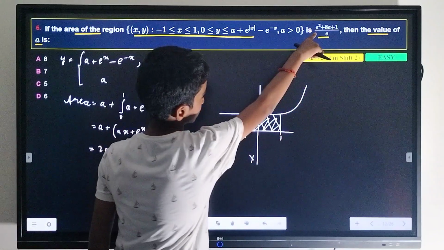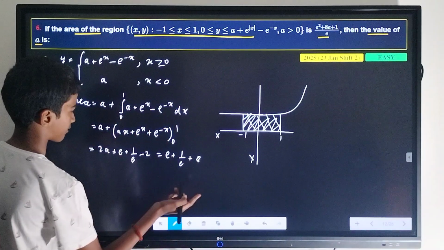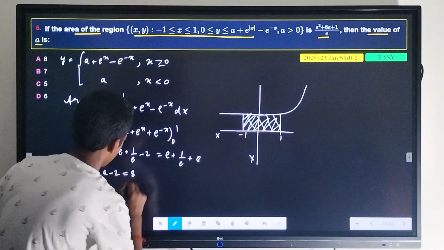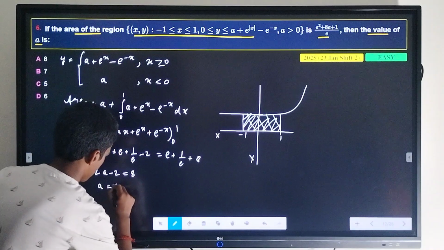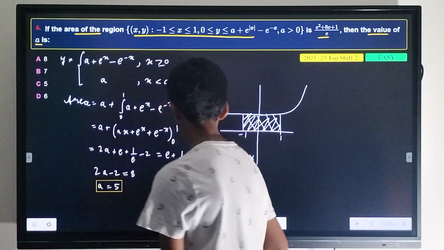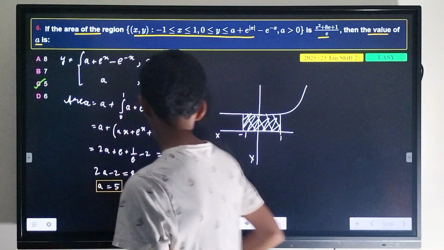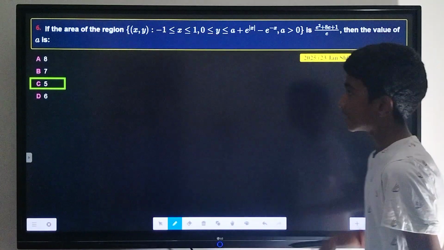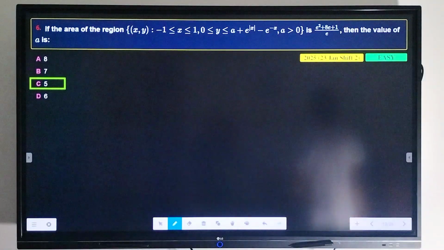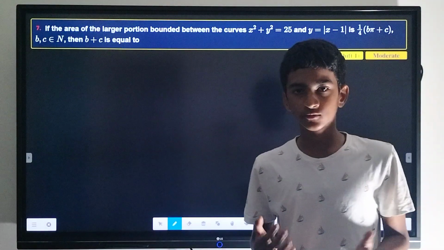Yes, this will be e plus 1 upon e plus 8. From here e plus 1 upon e and 1 upon e will get cancelled. So 2a minus 2 is equal to 8. So our a is equal to 5. From here our option C is correct, and here is our solution, and we can see that our answer is correct. Our next question now.